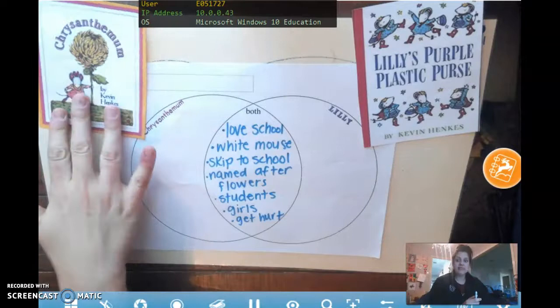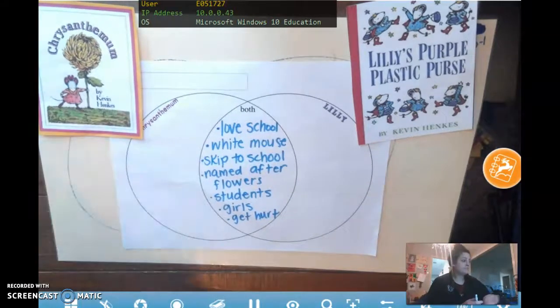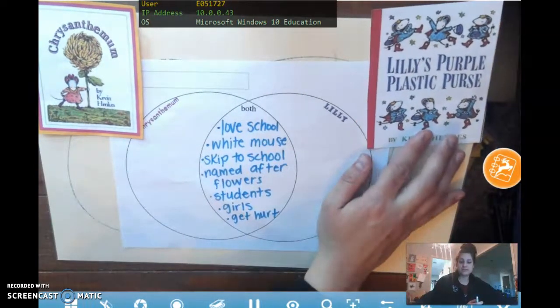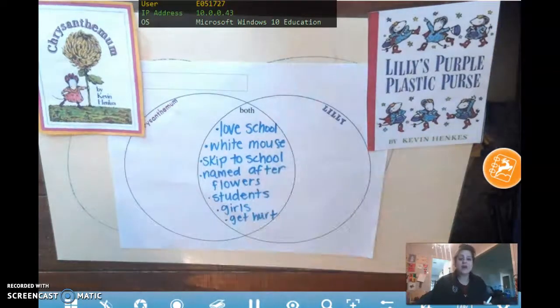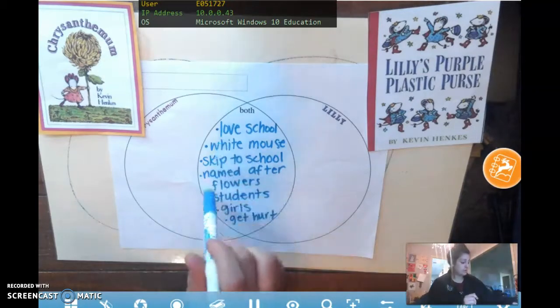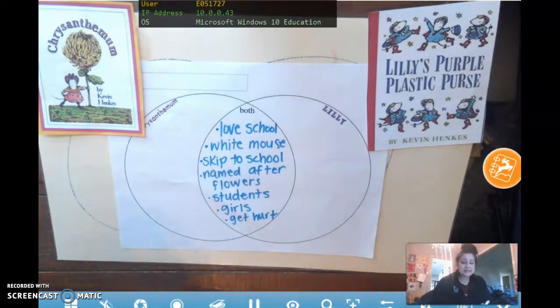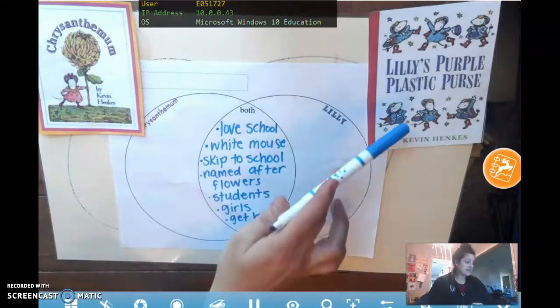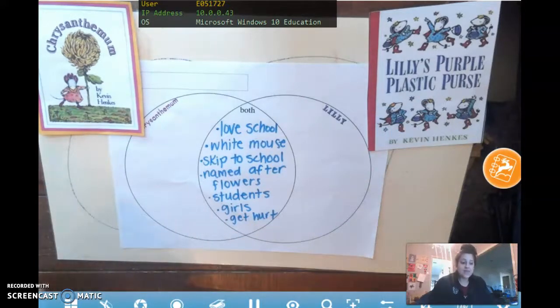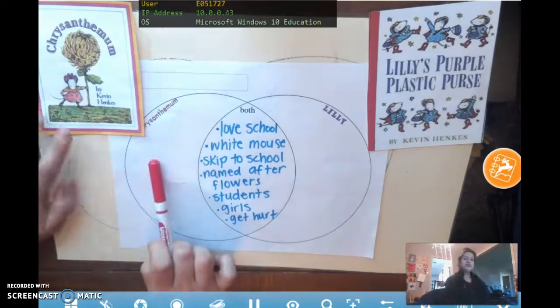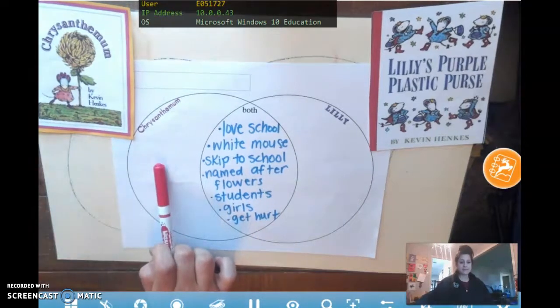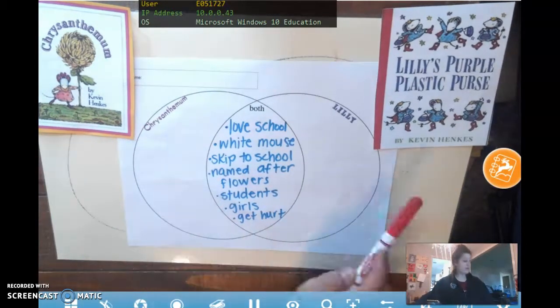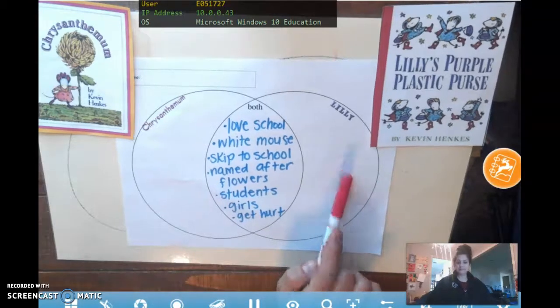What does Chrysanthemum remind me about Lily? What do they have in common? How are they alike or the same? We have 1, 2, 3, 4, 5, 6, 7 ways that Chrysanthemum is like Lily. The challenge: I want you to come up with ways that they're different. So 2 unique things about Chrysanthemum and 2 unique things about Lily.